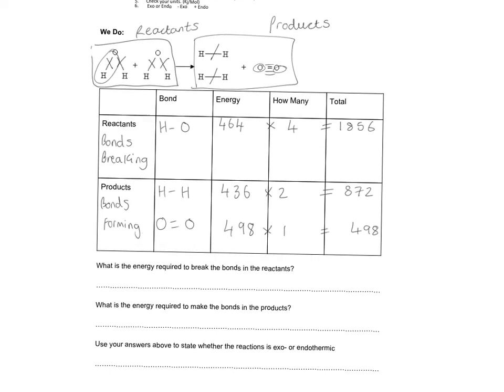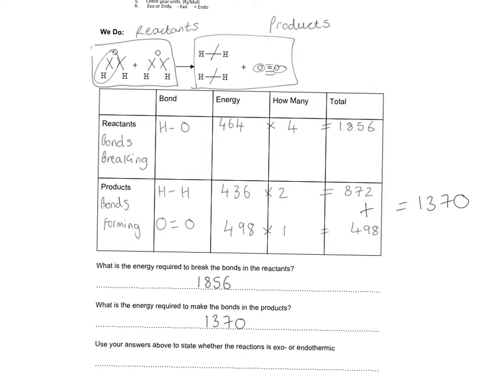So I've got to add these two up to work out the total energy. Again, you can do it in your head, that's perfect, but maybe just check on a calculator to make sure you're correct, okay? So then it says, what is the energy required to break the bonds in the reactants? That's 1856.